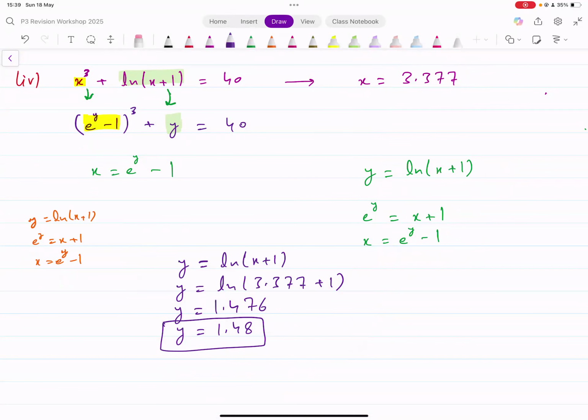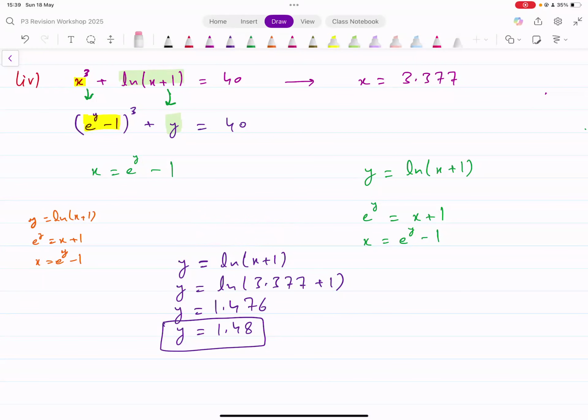So again, let me show a couple more steps. Here, what I've done is that I've just used this directly. But if you wanted, you could also do this. e raised to power y minus 1 equals 3.377. And that gives you e raised to power y equals 3.377 plus 1. And then take log on both sides, and that will give you the same thing as that. Okay, so you can do it either way, and that gives the value for y.